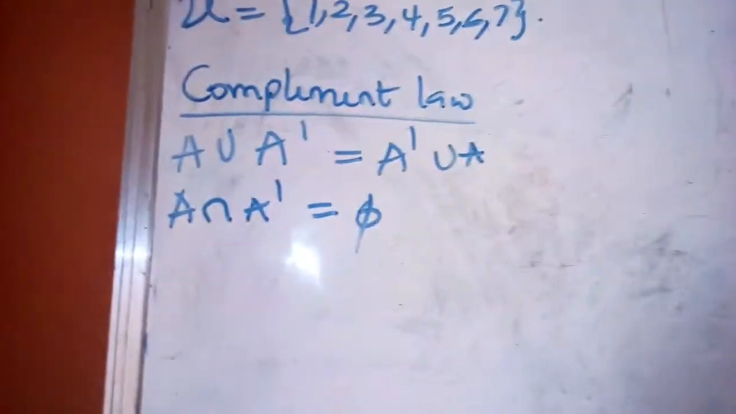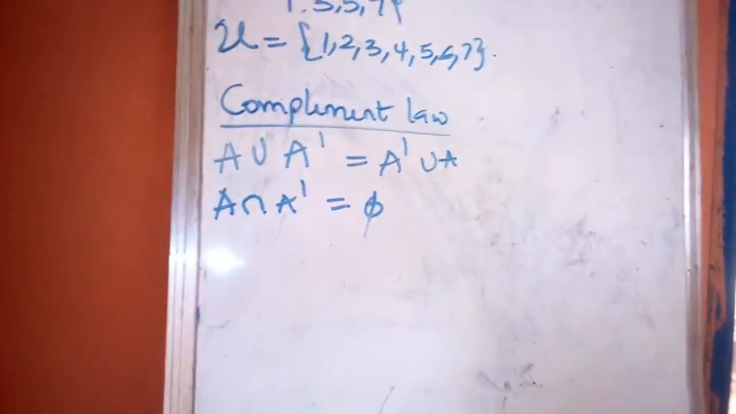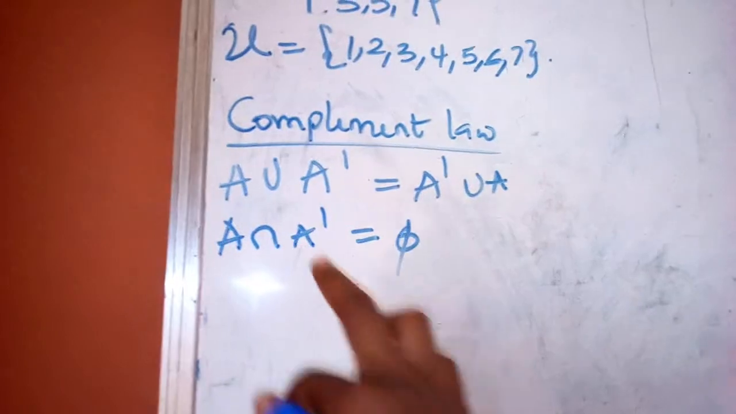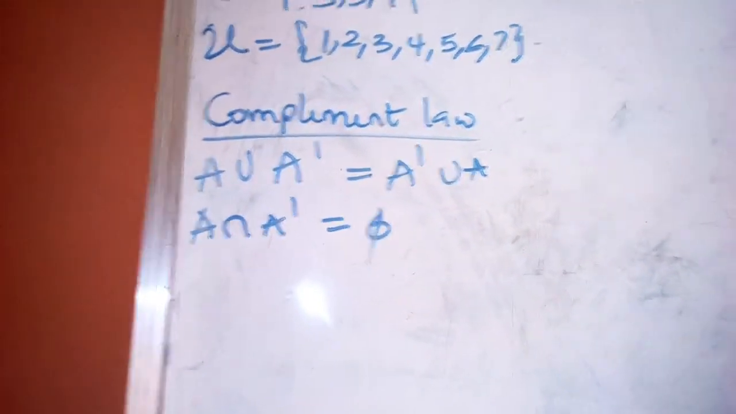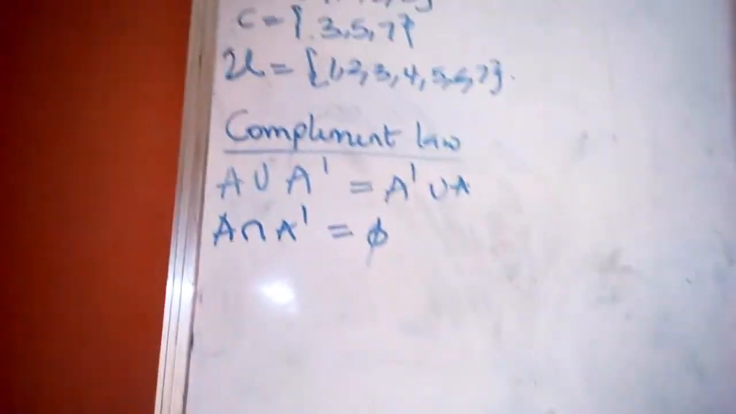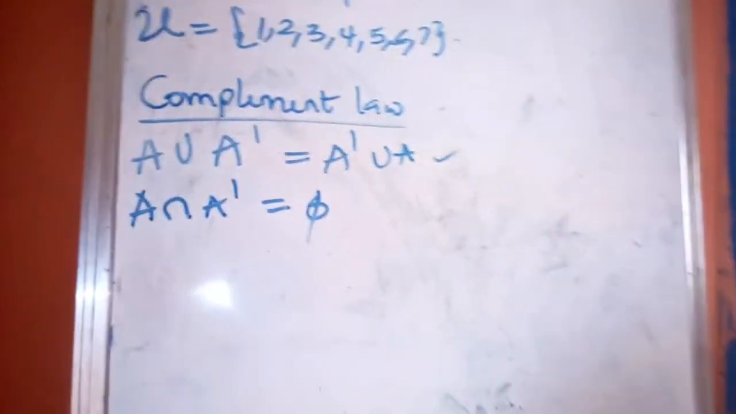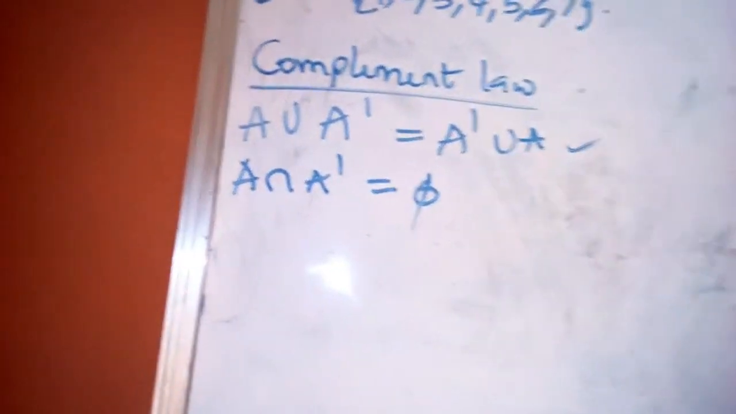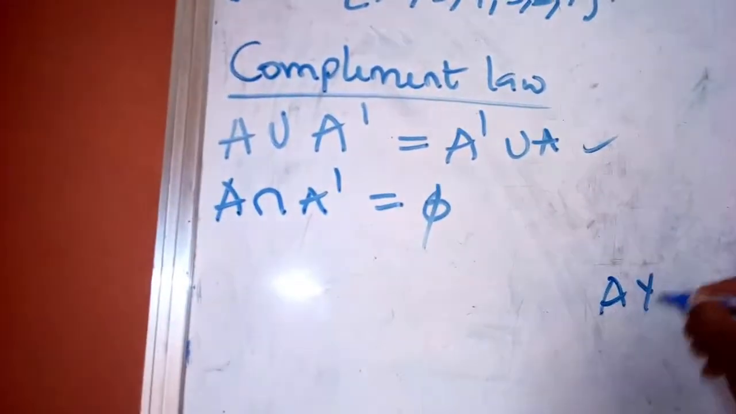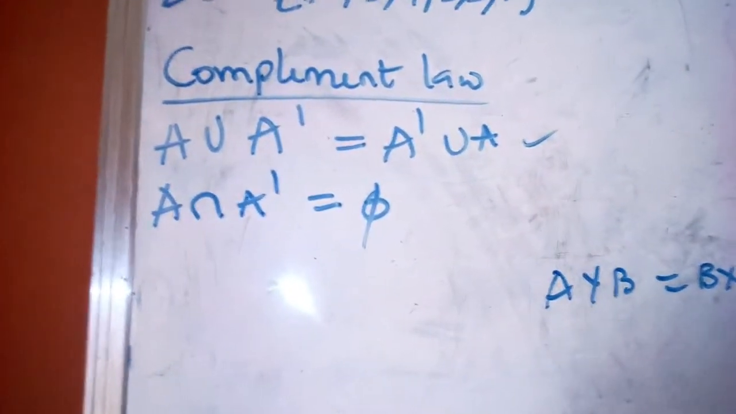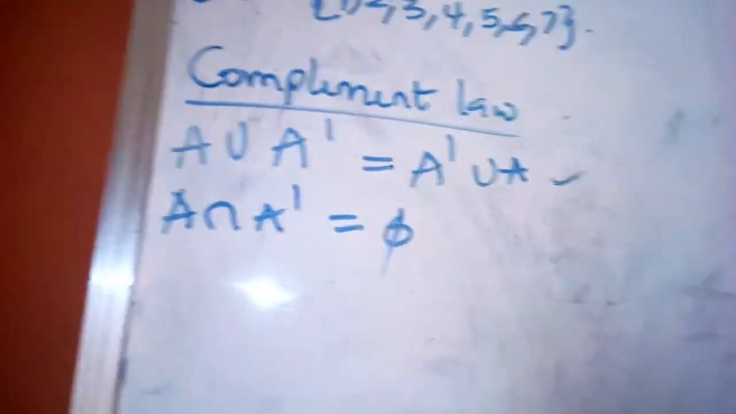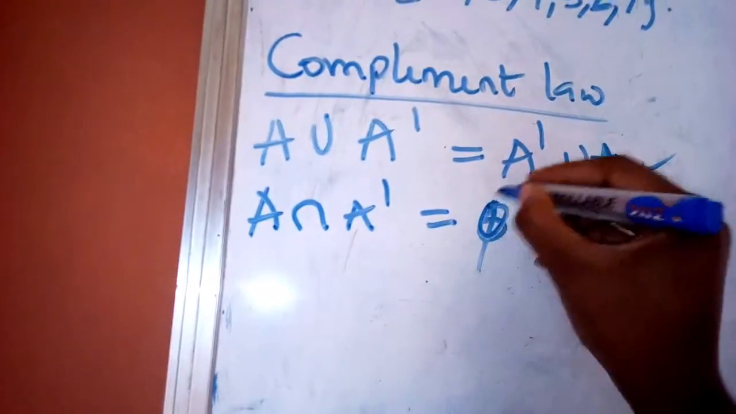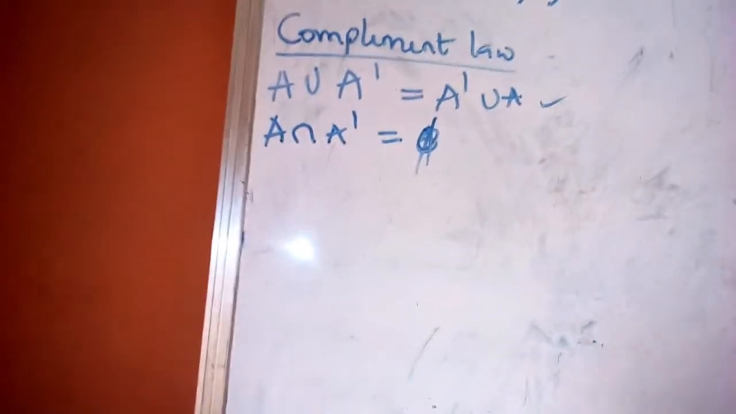So the next thing we want to solve for is the complement law, and this says A union A complement equals A complement union A. This is the same thing as the commutative property we did. A times B is the same thing as B times A. So that's the same thing this is saying. And the other property says A intersection A complement equals an empty set. So let us see if that is true.